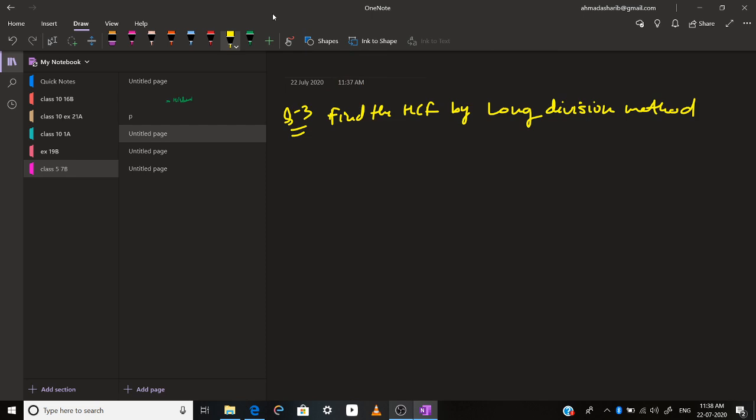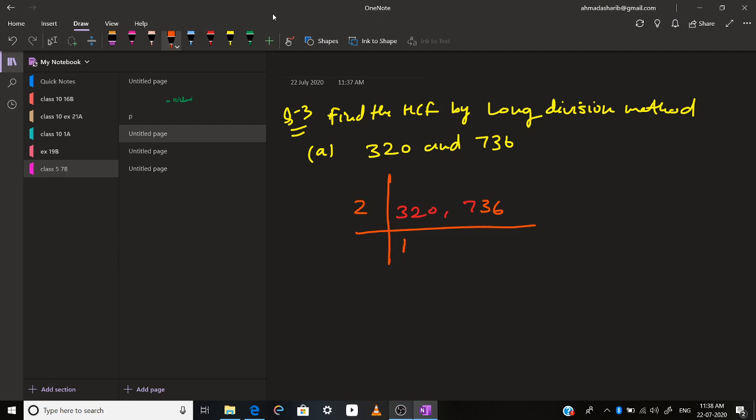So this is now question 3, and question A, 320 and 736. In this question, you have to write them next to each other and then reduce the given numbers. Okay, so 320, 736, and now reduce by 2. So 2 ones are 2, it was 3, so 2 ones are 2, 1 carry, 1 and 2 12, 2 6 are 12, and this 0 as it is.